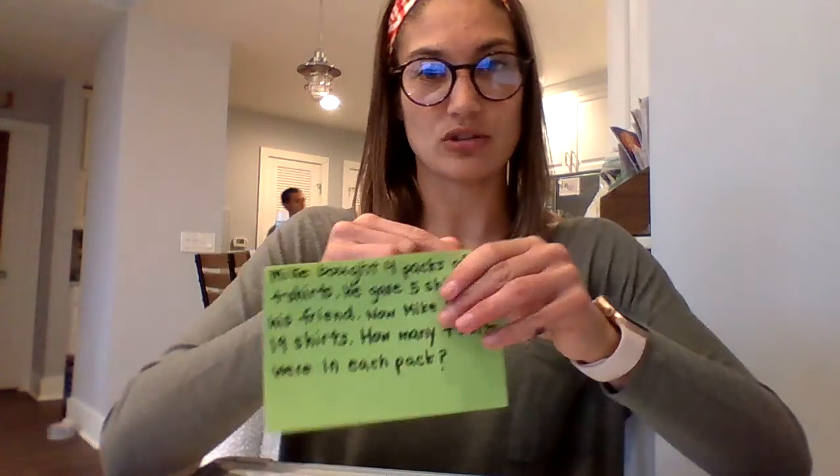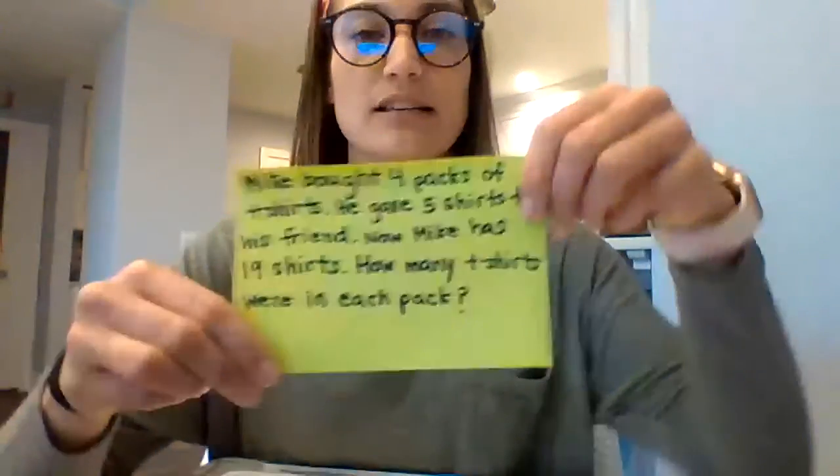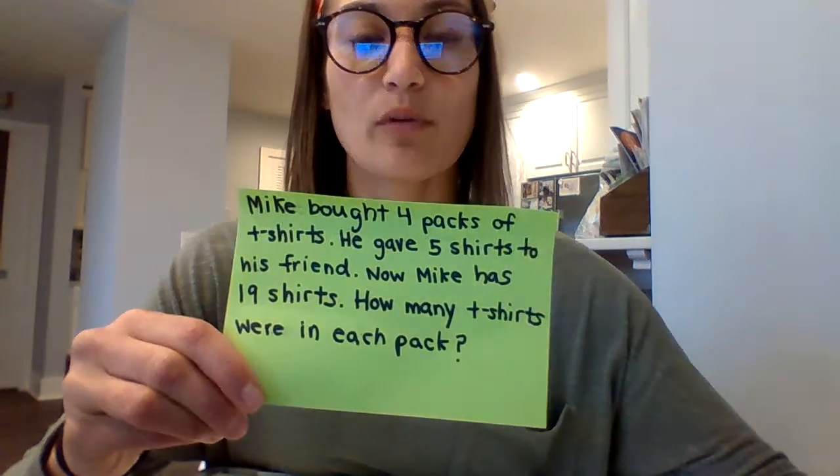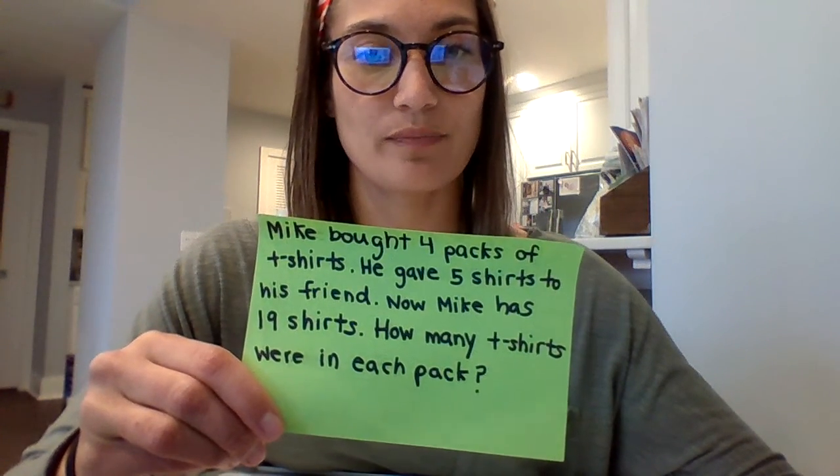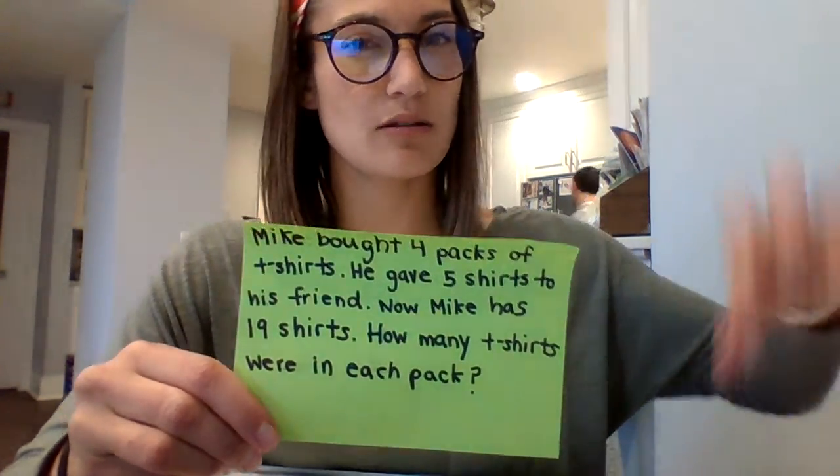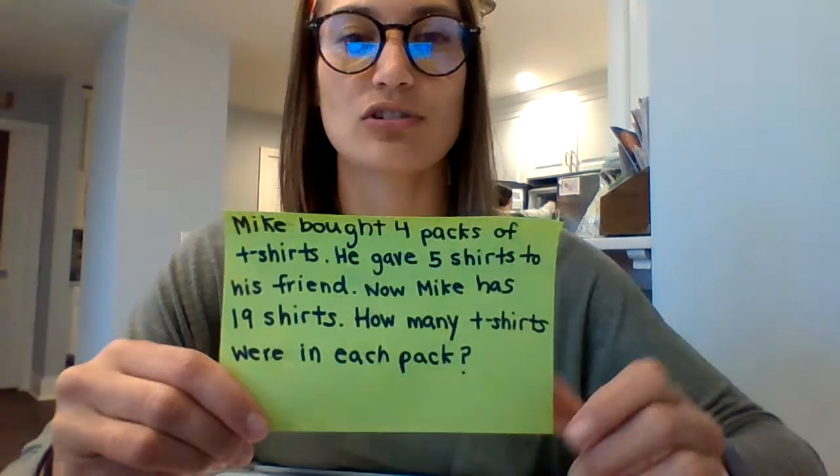All right, remember, we're going to read it twice. The first time we're going to read it is to start to picture it in our mind, and then we're going to read it again and pull out the important information. So it says, Mike bought 4 packs of t-shirts. Okay, can you picture that? Somebody going to Costco and buying packages of t-shirts.